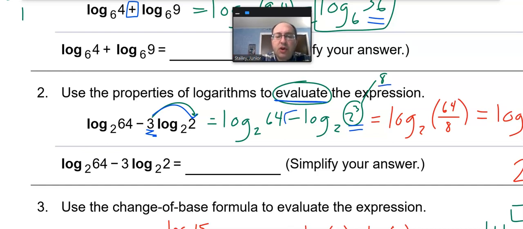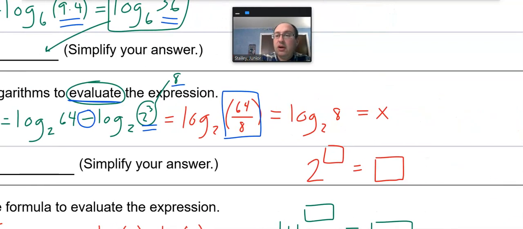So we have a subtraction. So that means we're going to change it to division. Log base 2 of 64 over 8. So now we're in the process of getting a single logarithm, if you haven't seen that. And 64 over 8 can be changed to 8, right?